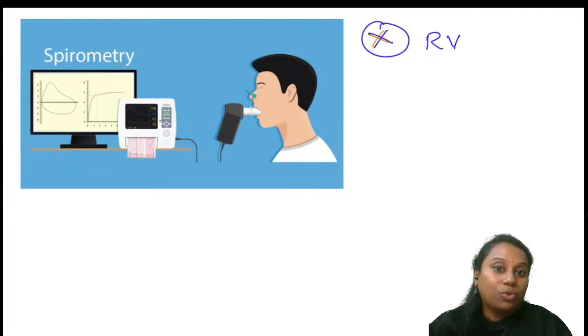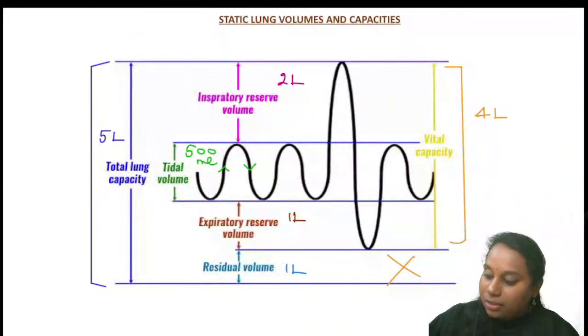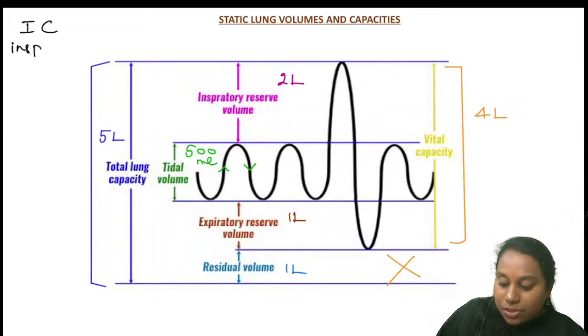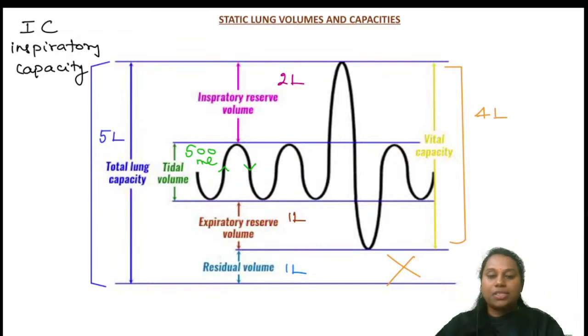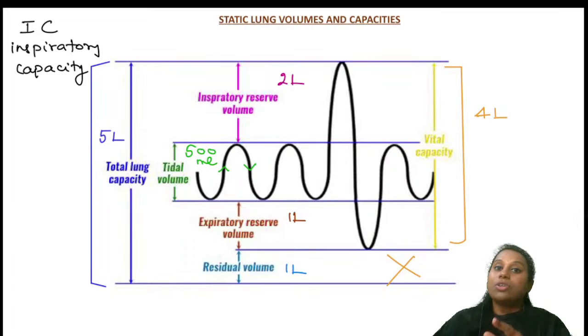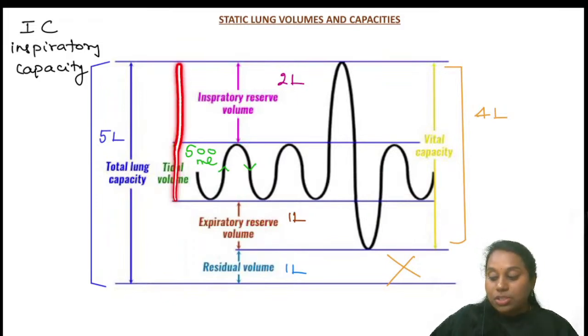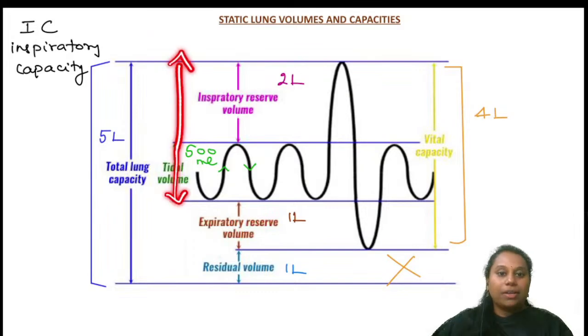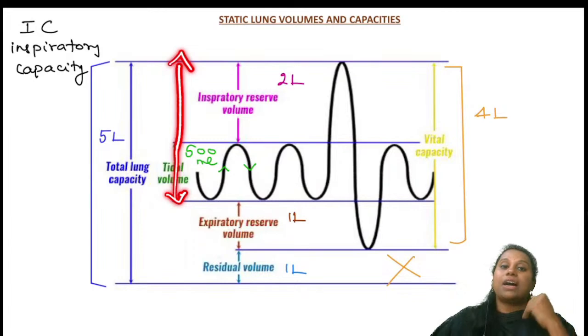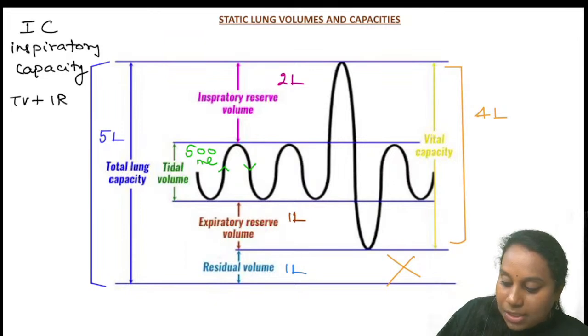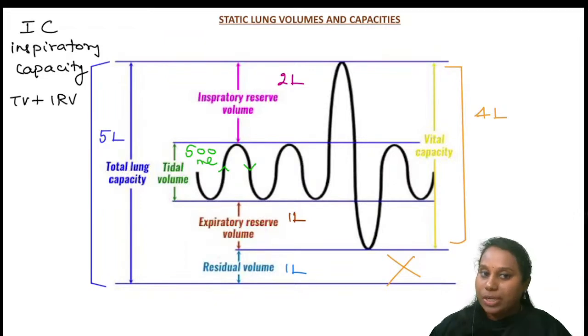There are other two capacities. IC. IC means inspiratory capacity. What is inspiratory capacity? Your total capacity to inspire. What is your total capacity to inspire? You can inspire a tidal volume inspiration. Then you can inspire inspiratory reserve volume. So this is your total capacity to inspire. A tidal volume inspiration plus IRV. So what is inspiratory capacity? Tidal volume plus IRV. This is called IC or inspiratory capacity.